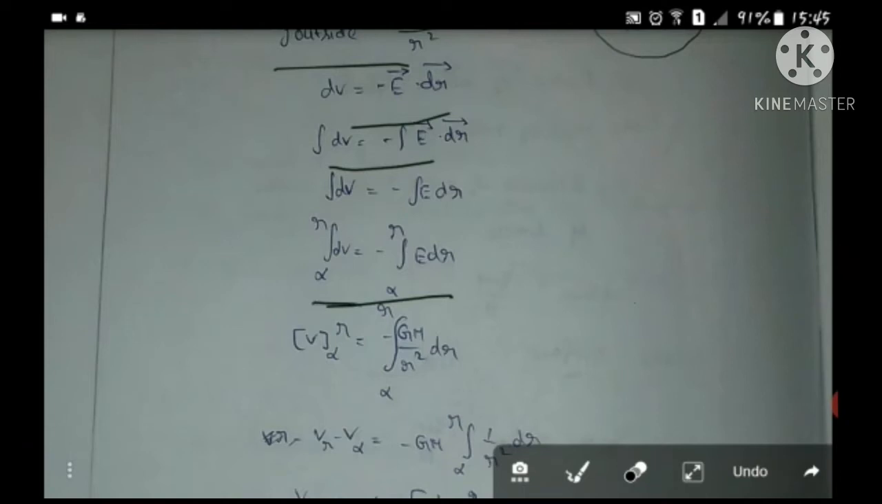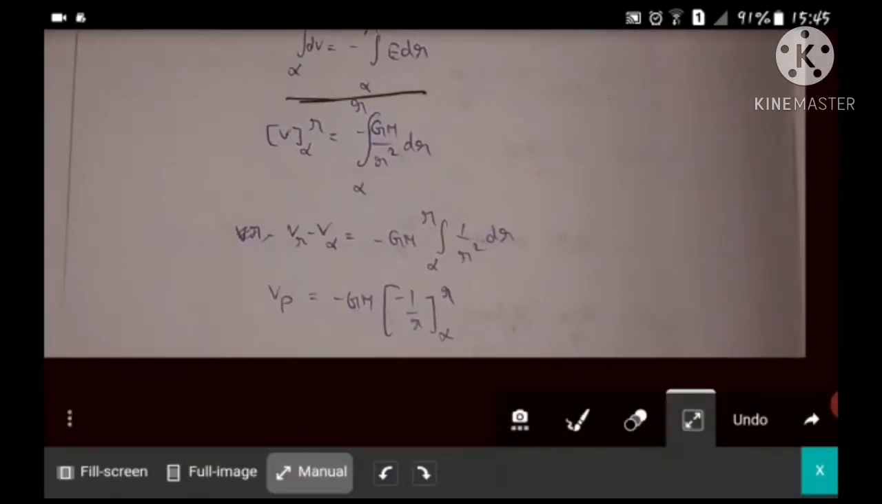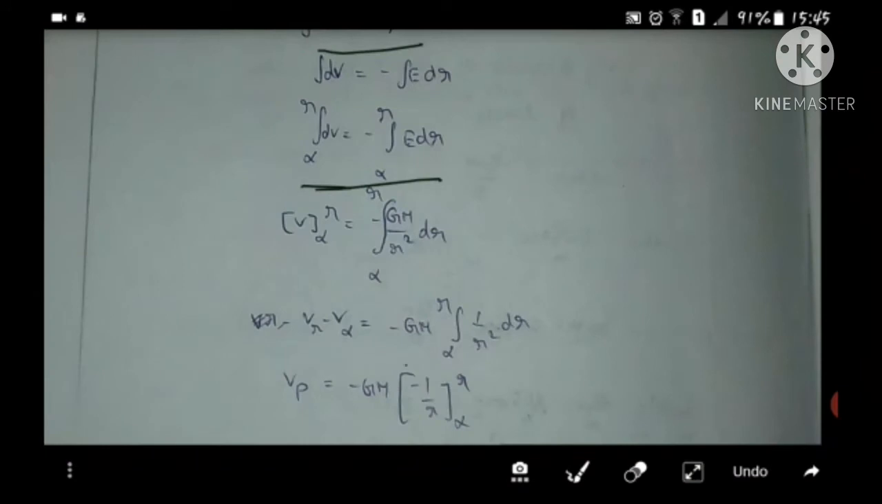So integral infinity to r dV is equal to minus integral infinity to r E dr. We know E is equal to GM by r square. We substitute that in the integral limits infinity to r, into GM by r square into dr, and then V is equal to minus GM integral infinity to r 1 by r square dr.